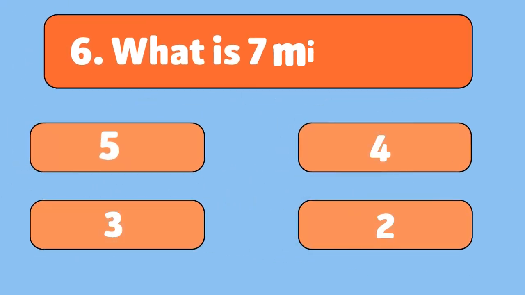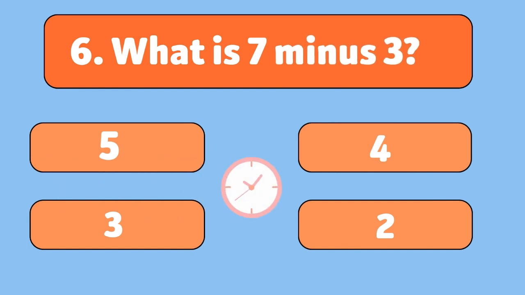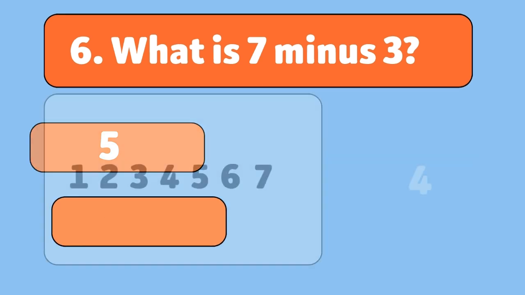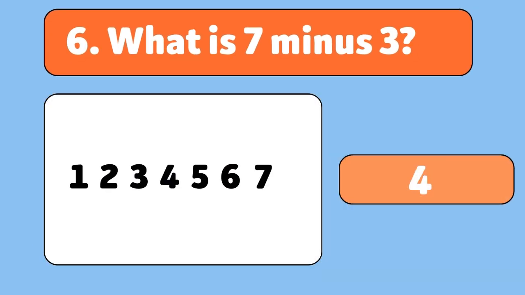What is 7 minus 3? Four. Start with 7 and take 3 away, and we're left with 4.